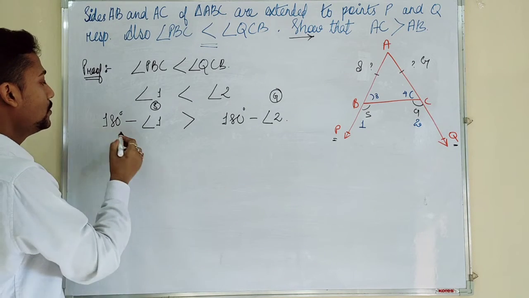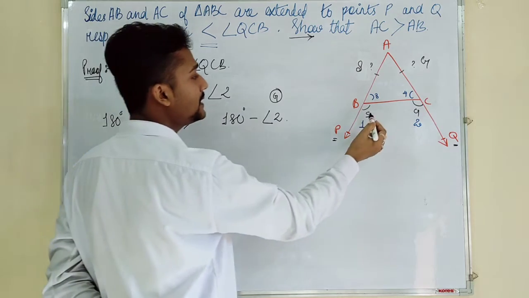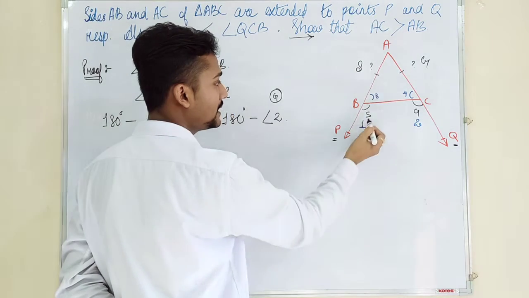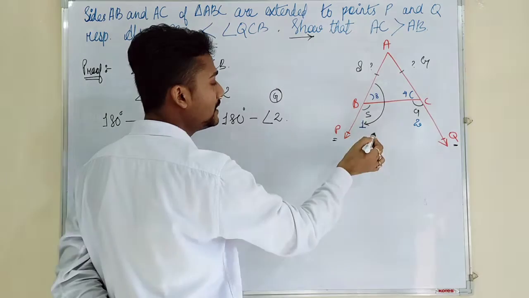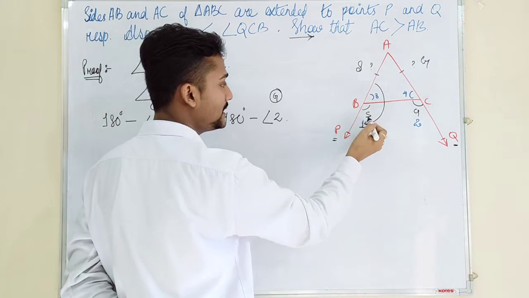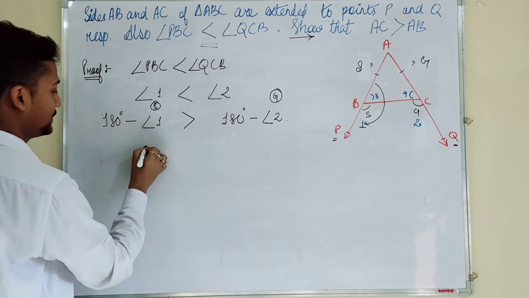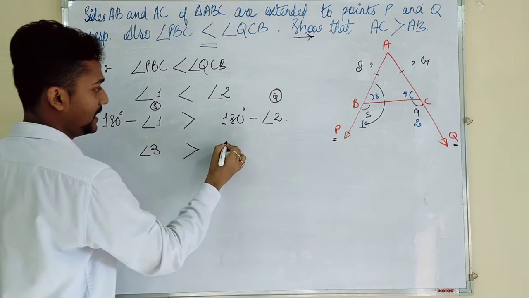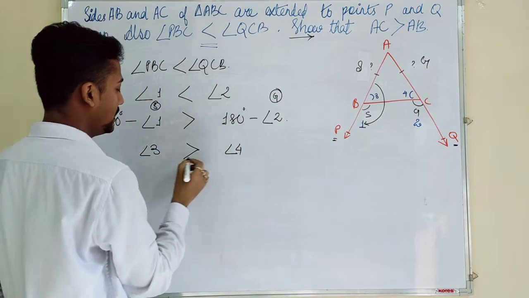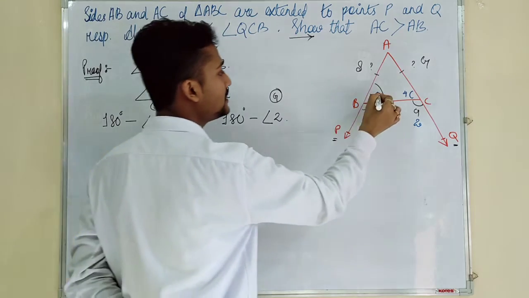Okay, so 180 degrees minus angle 1, from here to here it is 180 degrees, isn't it? 180 degrees minus angle 1 will be equal to angle 3, and this will be equal to angle 4. Now you see angle 3 is greater than angle 4.